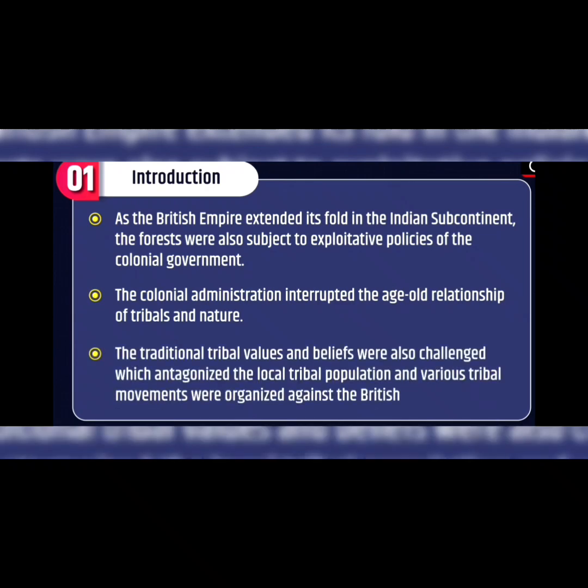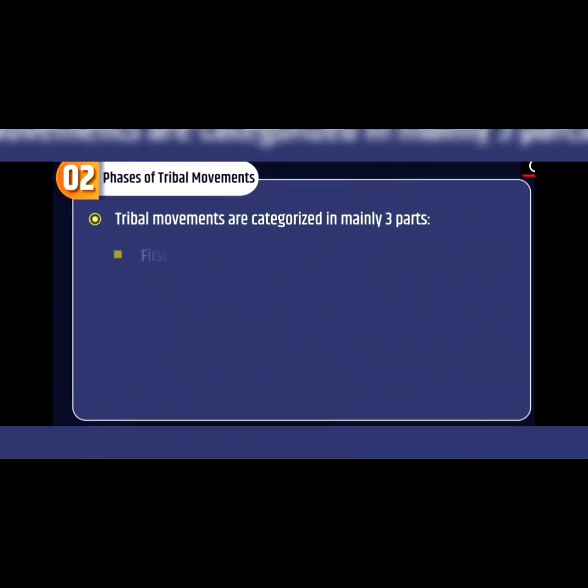As the British Empire extended its fold in the Indian subcontinent, the forests were also subject to exploitative policies of the colonial government. The colonial administration interrupted the age-old relationship of tribals and nature. The traditional tribal values and beliefs were also challenged, which antagonized the local tribal population, and various tribal movements were organized against the British. Now moving on to phases of tribal movements.